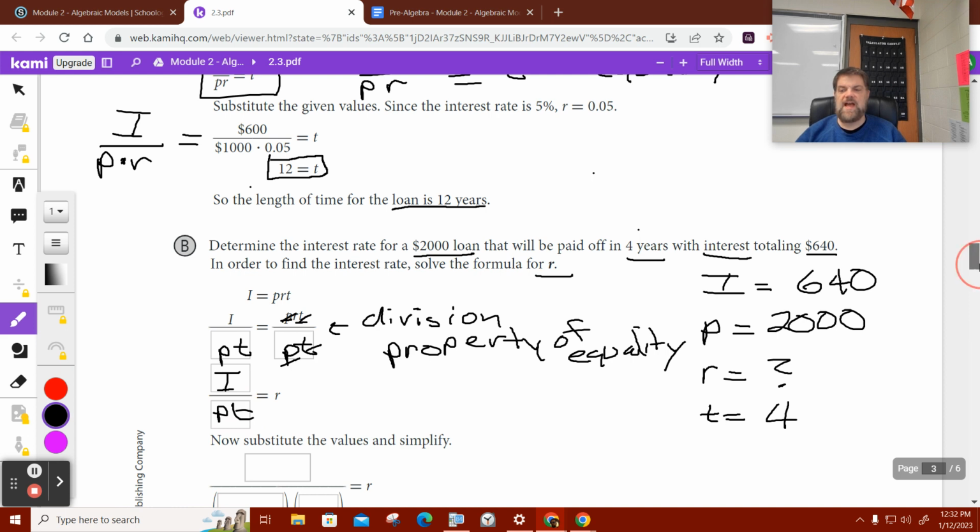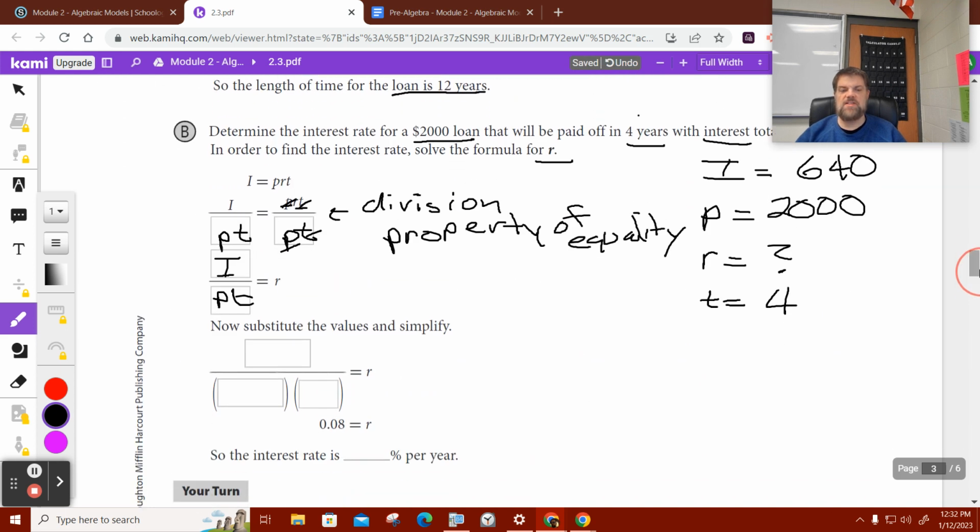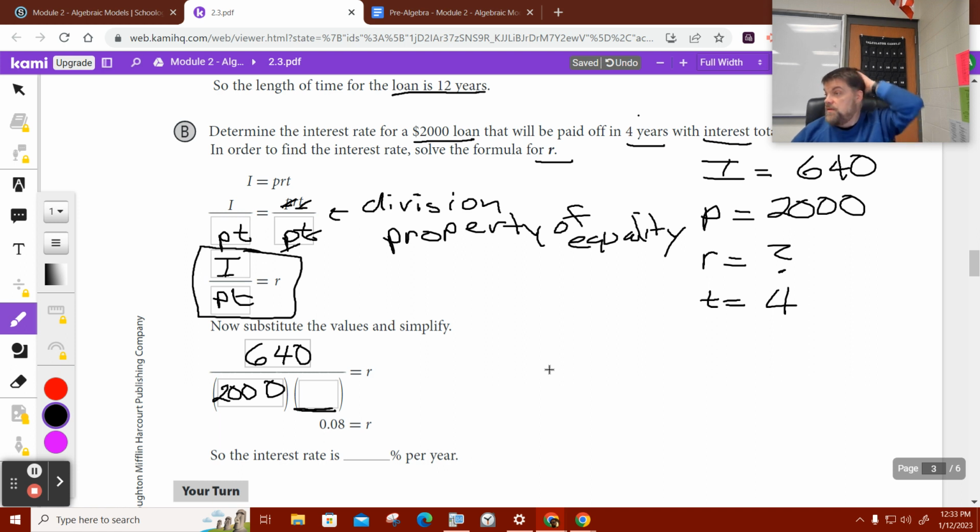Well, what is the I? Let's plug these numbers into the formula. So if this is the equation I'm going to use to find the interest rate, I'm going to say the I. What's the value for I? What number? 640. Very good. What is the P value? 2,000. And what do I plug in here? 4. 4 for T. That's the total number of years.